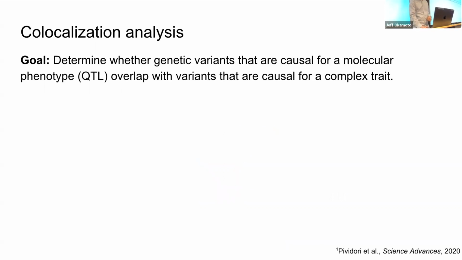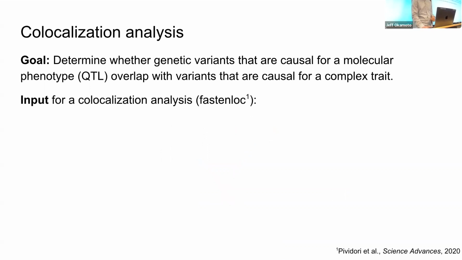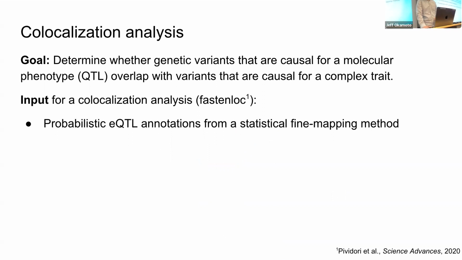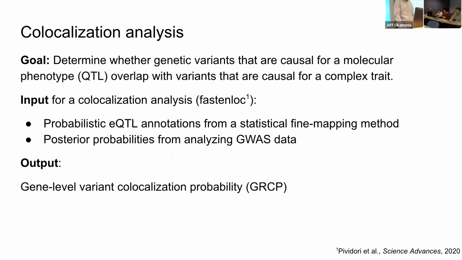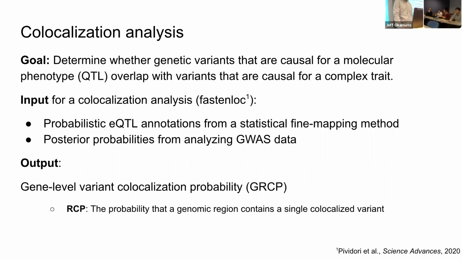All right, so here are some more specifics on what goes in and comes out of a colocalization analysis. For input, you'll often have something like probabilistic QTL annotations from a fine-mapping method, as well as posterior probabilities from your GWAS. And as output, you'll often have what's called a gene-level colocalization probability. This is calculated as 1 minus the product over your signal clusters of 1 minus the RCP, where the RCP is the probability that a genomic region contains a single colocalized variant.